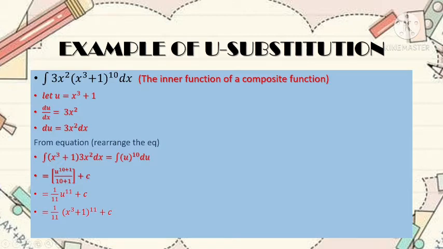From the equation, we rearrange it back. So 3x squared dx, we can substitute it with du. And then we change everything into u. We find the answer 1 over 11 u to the power 11 plus c, and then we substitute u back, 1 over 11 (x cubed plus 1) to the power 11 plus c.